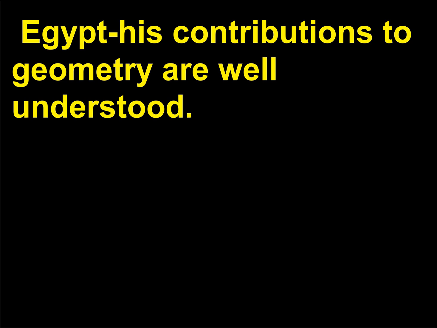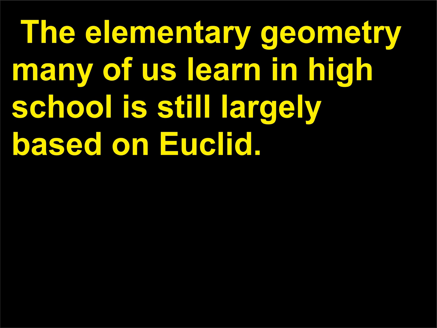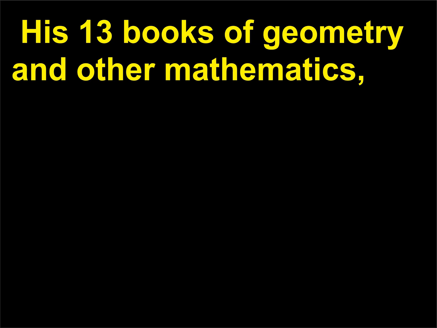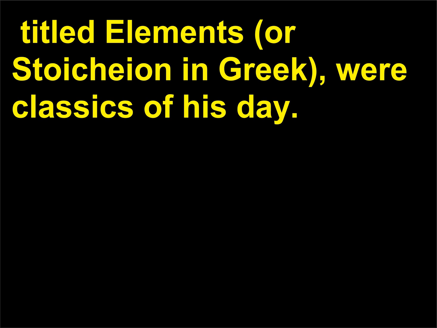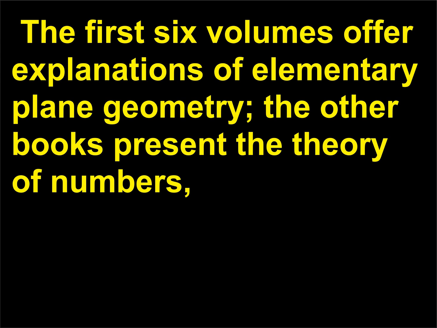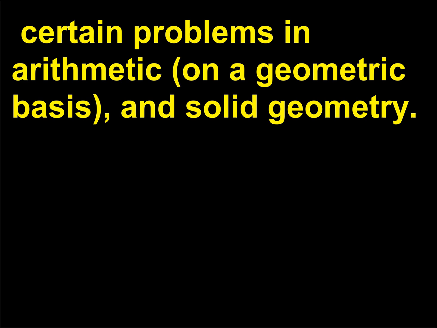The elementary geometry many of us learn in high school is still largely based on Euclid. His 13 books of geometry and other mathematics, titled Elements, or Stoichion in Greek, were classics of his day. The first six volumes offer explanations of elementary plane geometry, the other books present the theory of numbers, certain problems in arithmetic on a geometric basis, and solid geometry.